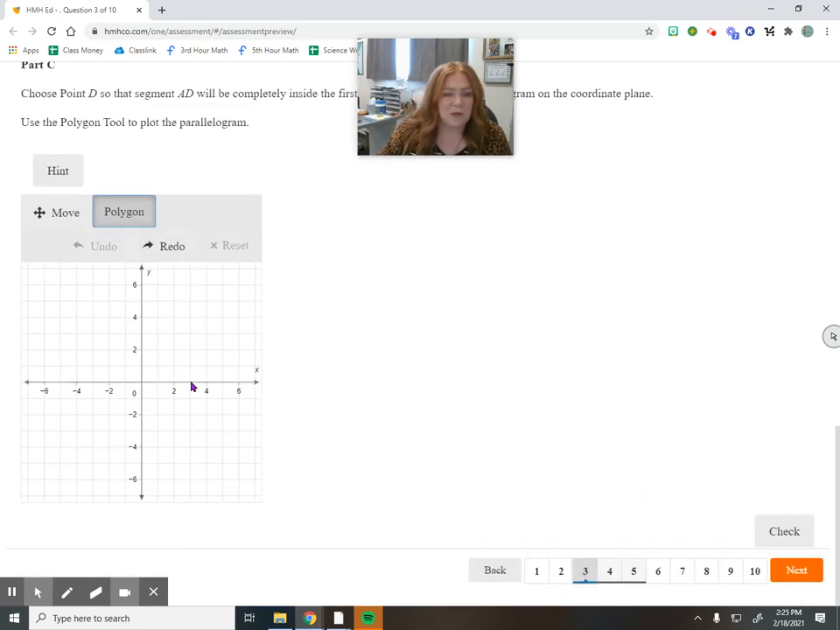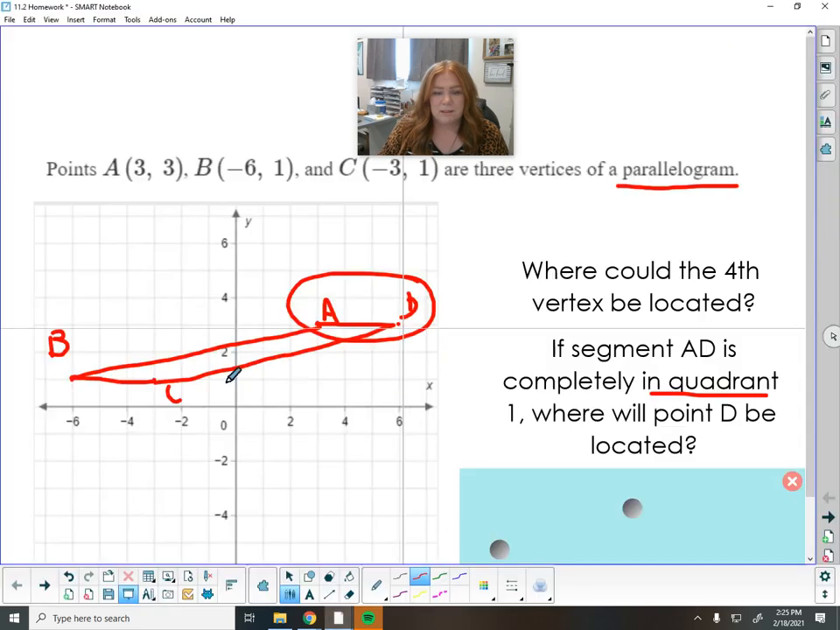So A here was over 3, up 3. B was negative 6, positive 1. C was negative 3, positive 1. And so then I want to make D go over 3 from A. 1, 2, 3. And I can connect it back together to make that long, skinny parallelogram. So it looks similar to what I had here.